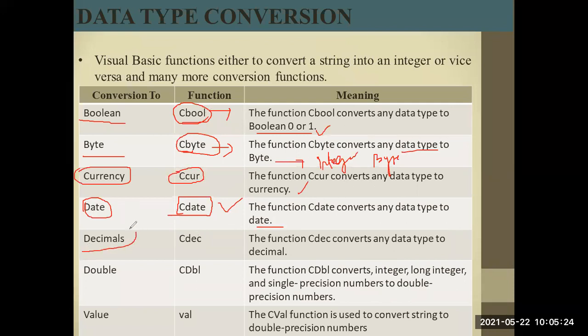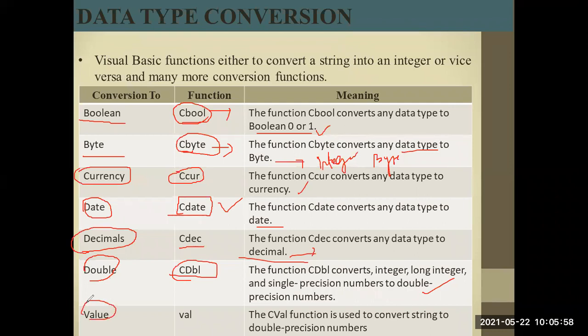Then decimal: the CDEC function will convert any data type to the decimal format. Similarly, if you want to convert to the double data type, I use this function. It converts any integer, long integer, or single type to a double precision number or floating type number.